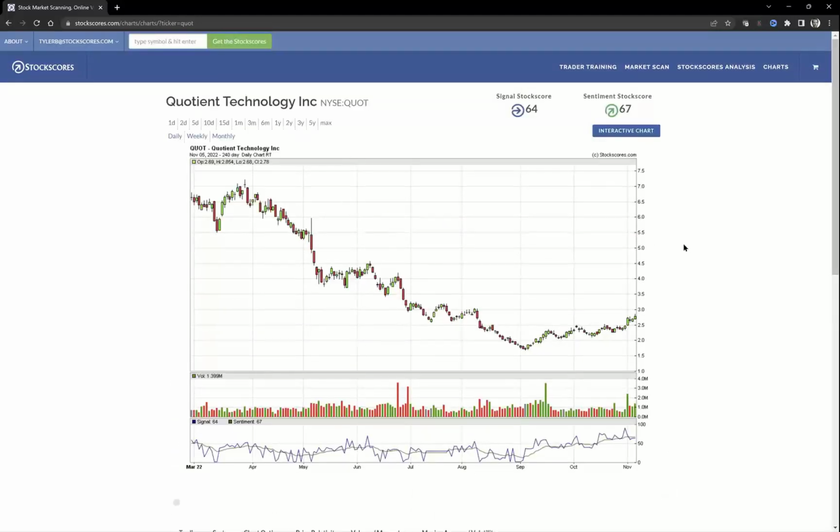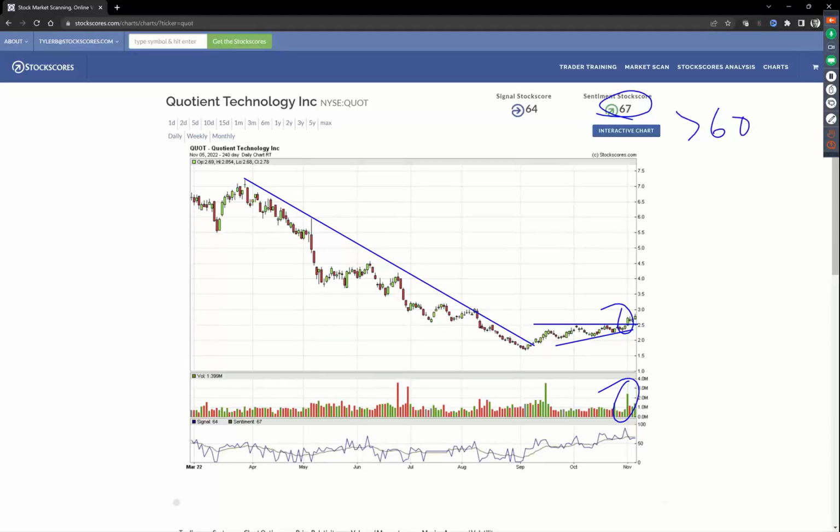So you can see on this chart, you've got the abnormal volume, you've got the abnormal price movement. You're breaking through resistance. You have optimism, rising bottoms. You recently have broken the downward trend line. So these things all come together to make the chart better. Now notice that the sentiment stock score is 67. We like it to be greater than 60 for this particular strategy. Other strategies, not always the case.